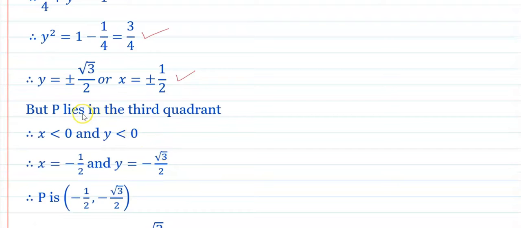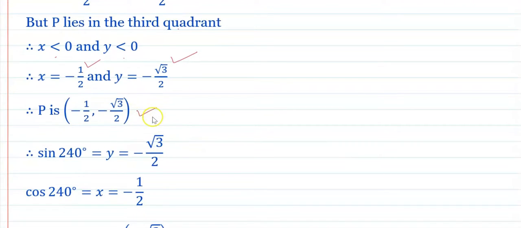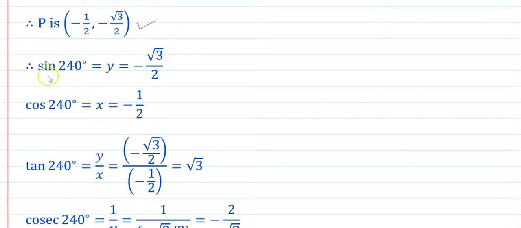But point P lies in the third quadrant. In the third quadrant x is negative, y is negative. Therefore x is equal to minus 1 by 2 and y is equal to minus root 3 by 2. We got the coordinates of point P. Now we have all the values.